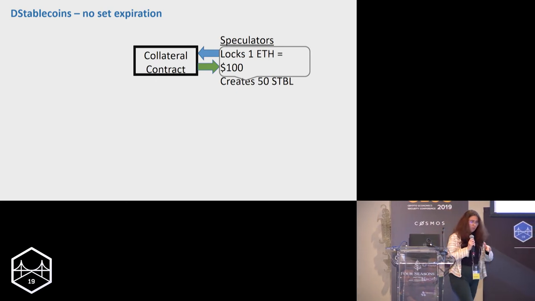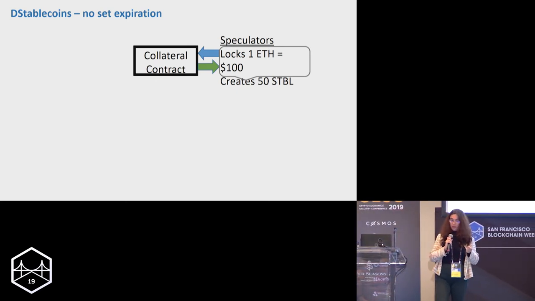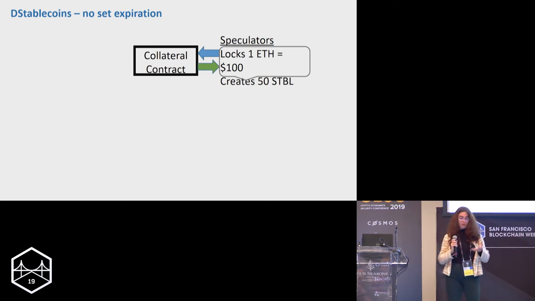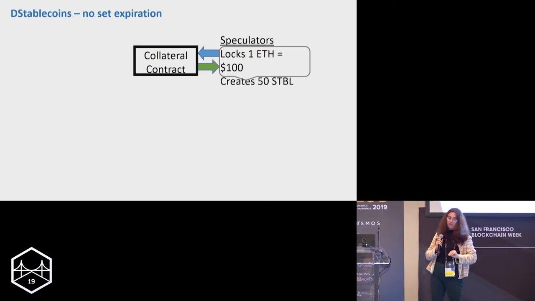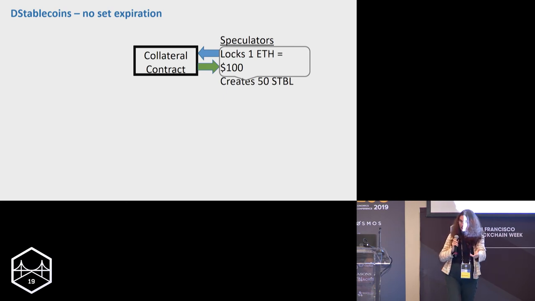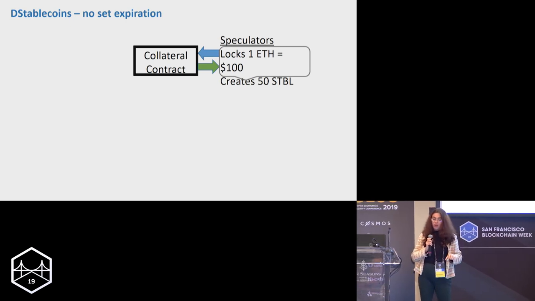So let me show you how it works. You have this collateral contract. You have speculators. Again, it's the example where one ETH is equal to $100. So they lock this. This one ETH is now pledged in the collateral contract. And now the collateral contract will allow the speculator to create 50 stablecoins. Now, of course, there are fees because this is a lending mechanism. What is going on here? The speculator is being lent 50 stablecoins in this example. Normally there are fees, but in what we have here, we've abstracted away from those.